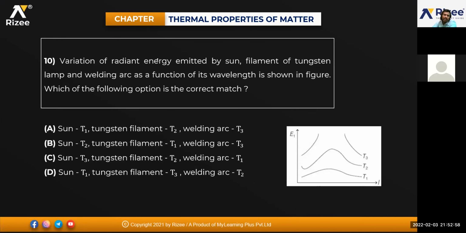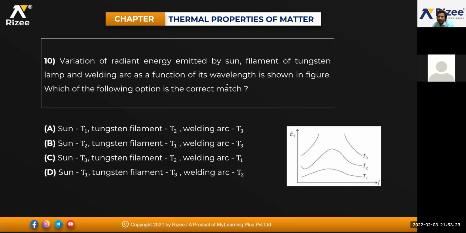The next one. Variation of the radiant energy emitted by the sun, filament of a tungsten lamp and a welding arc as a function of its wavelength is shown in the figure. Which of the following options is correct? Variation of the radiant energy emitted by the sun, filament of a tungsten lamp and a welding arc as a function of its wavelength.